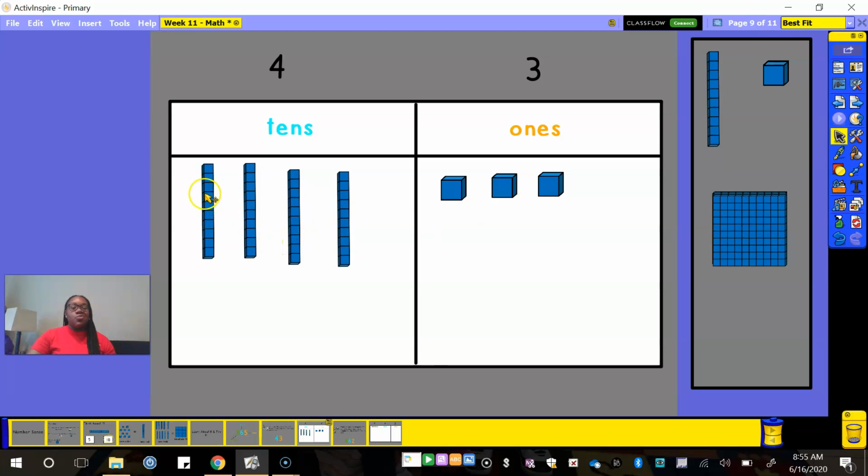And remember, these are worth 10. So we're going to count by tens. So we have 10, 20, 30, 40, and then we count by ones. 41, 42, 43. All right, let's try another one, okay?